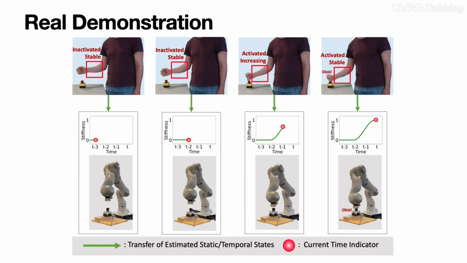For our real demonstration, we transfer the estimated static and temporal states of muscle activation patterns to the robot. To command the robot's end effector stiffness, we designed a finite state machine that acts on the incoming state estimation while also filtering out possible noisy states predicted by our model. Based on the internal state of the finite state machine, the Cartesian robot stiffness in the direction of motion is set.